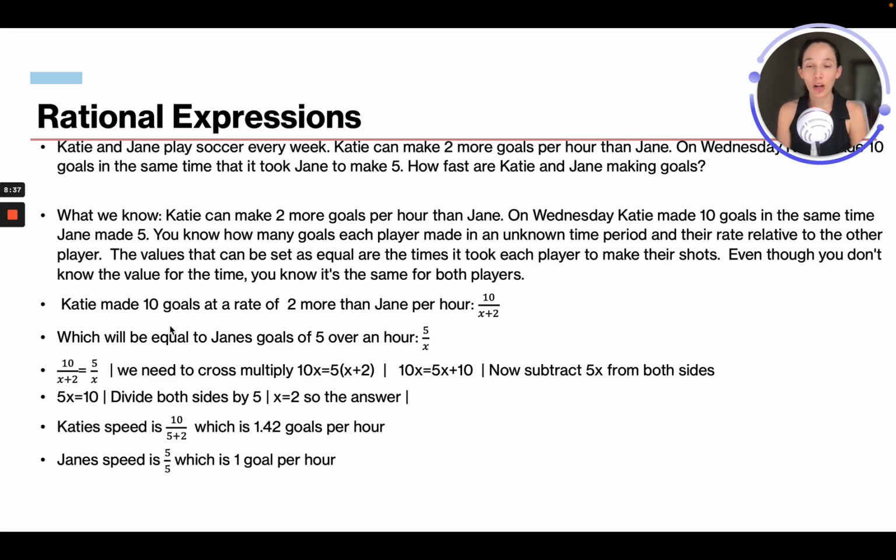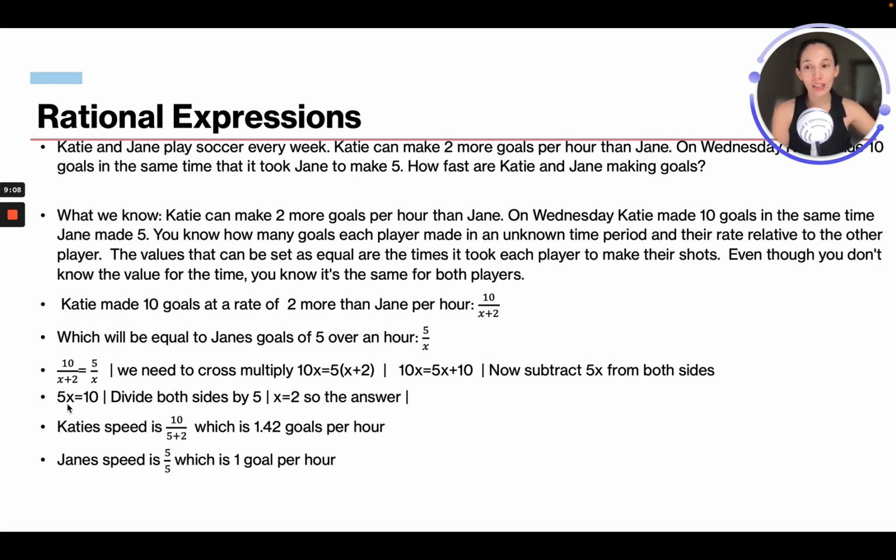We will need to cross multiply. So you're going to have 10x equals 5 times x plus 2, which will be written like this. When you solve this out, you'll do 5 times x plus 5 times 2. So you'll get 10x equals 5x plus 10. Now we're going to subtract 5x from both sides because we want to get x on one side of the equation. It now becomes 5x equals 10.